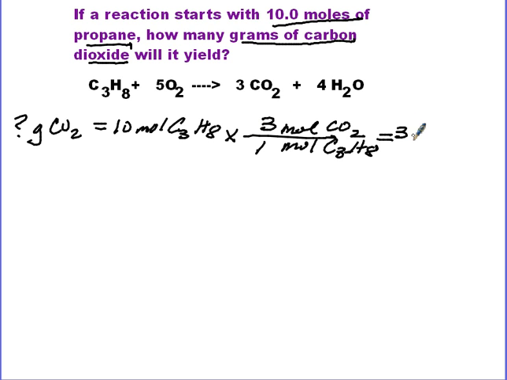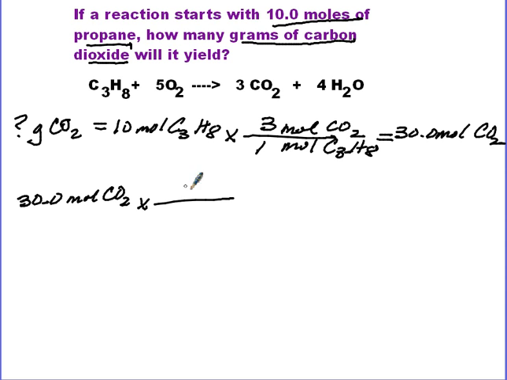In doing that, I now see that I have 30 moles of carbon dioxide. Not done yet, because what I want is grams of carbon dioxide. But I know that I can get grams if I know what the moles are. So I'm going to take my 30 moles of carbon dioxide, and I'm going to convert this over to grams.